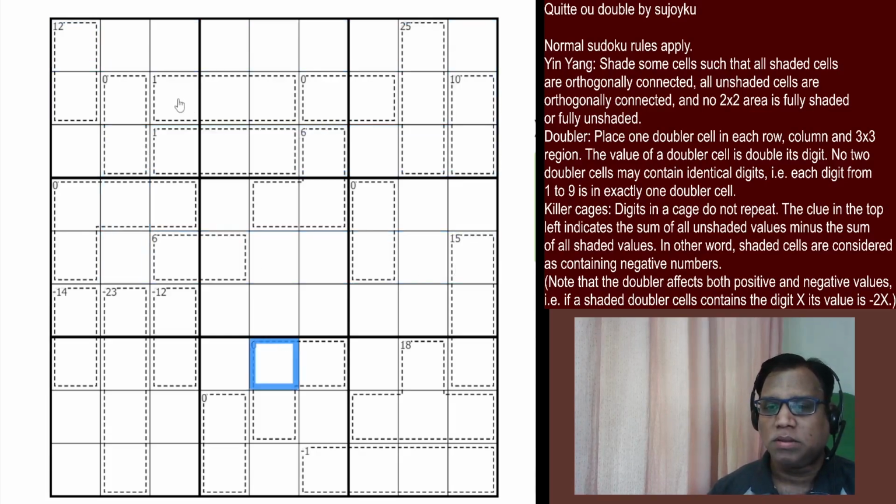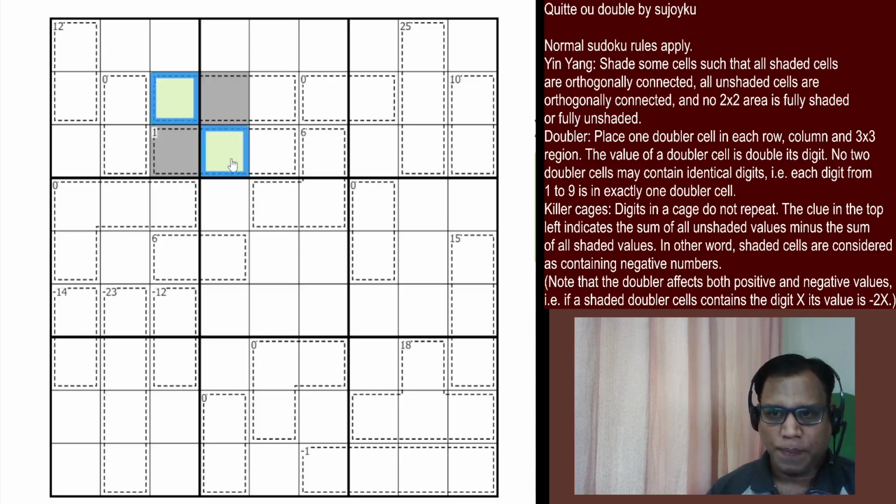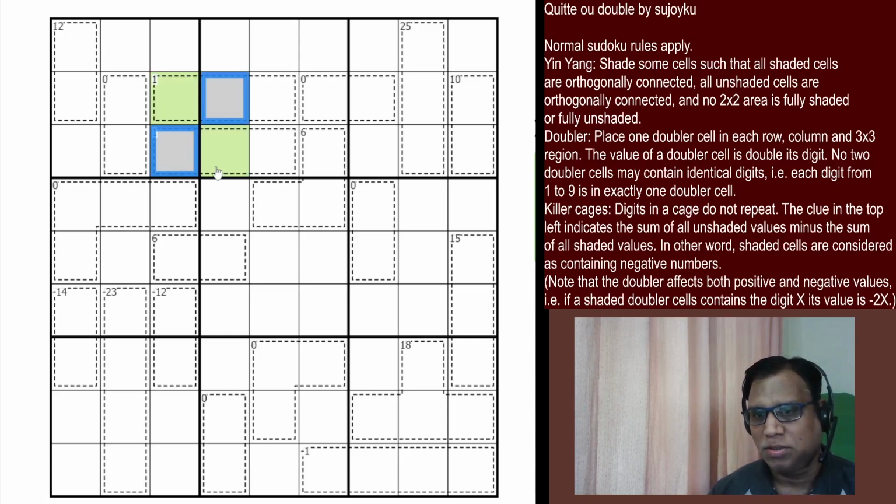So some of the corollary or side effects of that is that you will never have some checker pattern in Yin Yang. So something like this is never possible. That in any 2 by 2 area, the diagonal cells are of one type and the other diagonal cells are of the other type. That will never happen.